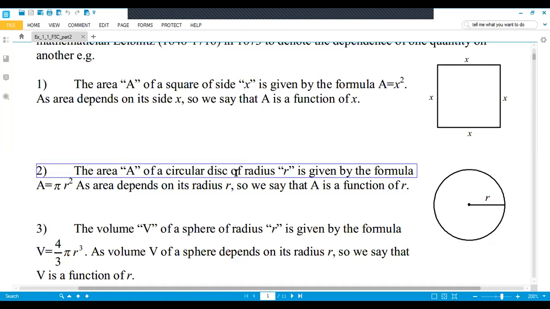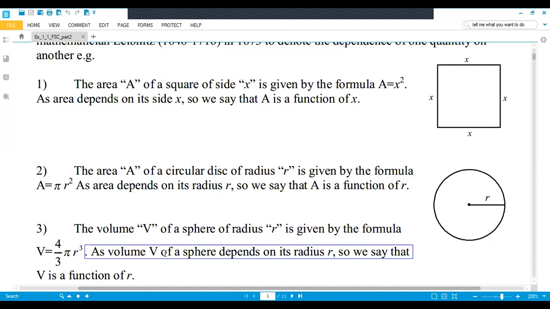The area A of a circular disc of radius r is given by this formula. As area depends on its radius, we say that A is a function of r. If for the same figure you calculate the volume, the volume formula is 4 by 3 pi r cube. Again, if the value of r changes, automatically the volume of a sphere changes. So volume V of a sphere depends on its radius r, and we say that volume is a function of r.